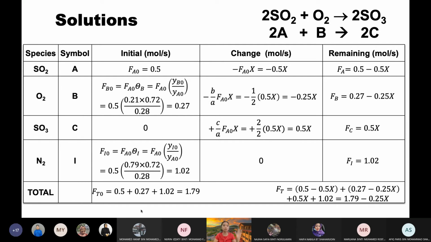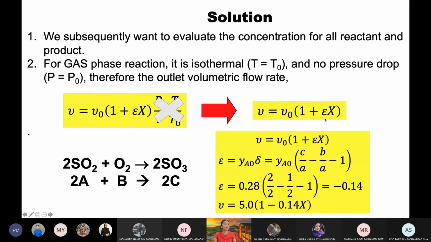Then next, don't forget the last row. You total up initial, you total up your remaining. So total initial 0.5 plus 0.27 plus 1.02. You get 1.79. Total remaining, okay, you plus the number, you plus the x, you get finally 1.79 minus 0.25x. So done for the table. Okay, so next, I have to rush a little bit because we have a little bit of time only left.